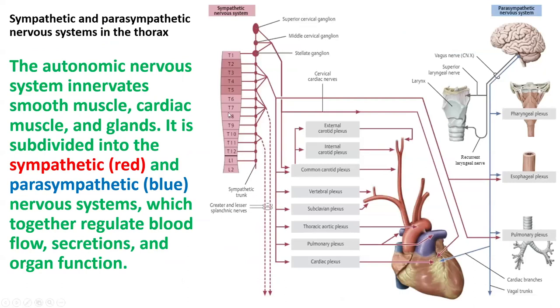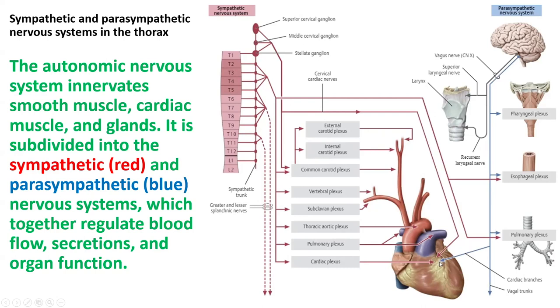Here is the diagram of the sympathetic in red and parasympathetic in blue for the innervation of the organs in the thorax. You are familiar, for example, with the heart innervation by the sympathetic and parasympathetic. They take fibers from the superior cervical ganglion, middle cervical ganglion, and stellate ganglion, which is the connection of the inferior cervical ganglion and the first thoracic ganglion. These are paravertebral ganglia, usually 22 to 23 paired ganglia. The fibers go toward the heart as cardiac nerves, while the branch of the vagus as a cardiac branch is parasympathetic.